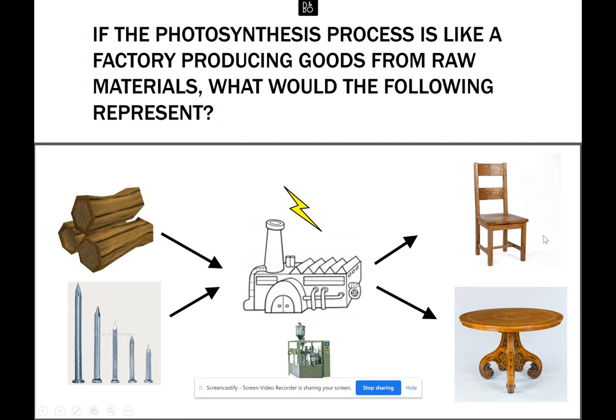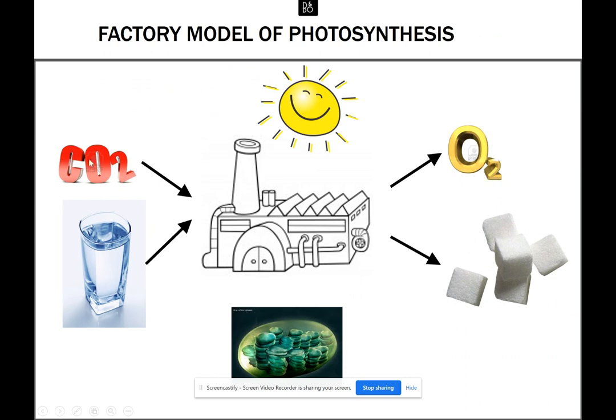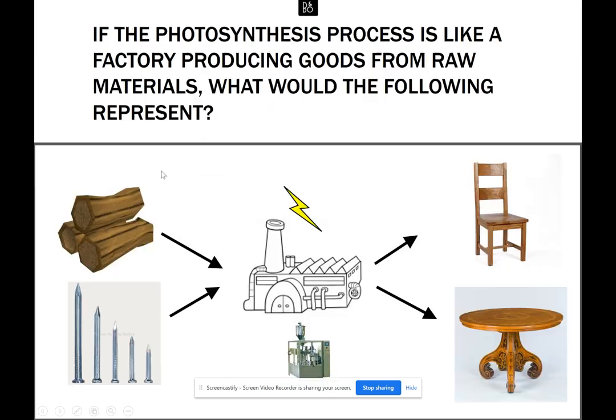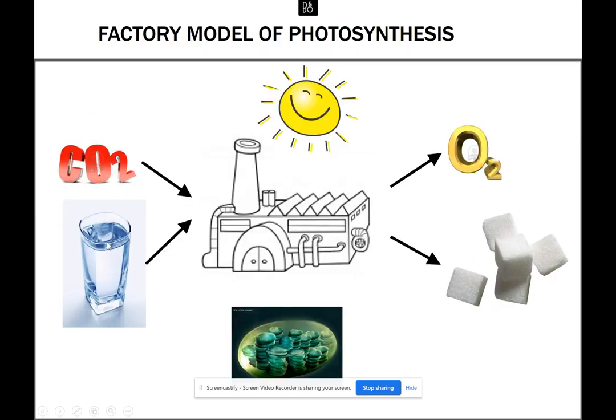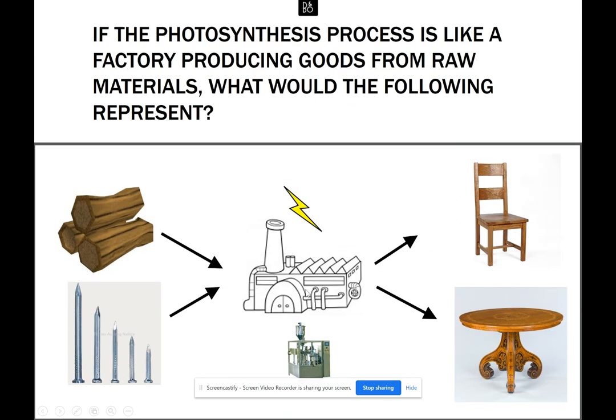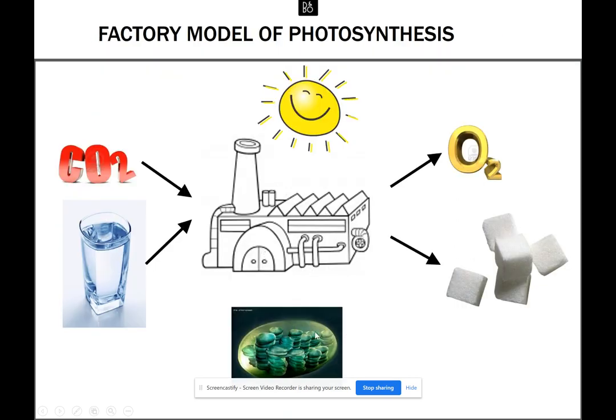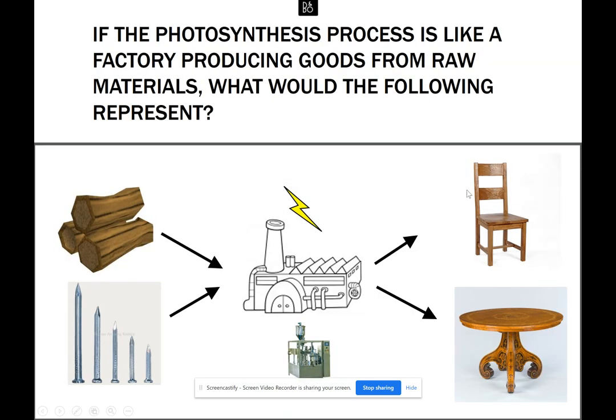In fact, the wood represents our carbon dioxide, and the nail is like the water. With the help of the machine, which is the chlorophyll, and the generator, the electricity, which is similar to the sun energy, we're able to get our products, which are oxygen and glucose. But in the case of the factory over here, the products are chairs and tables.